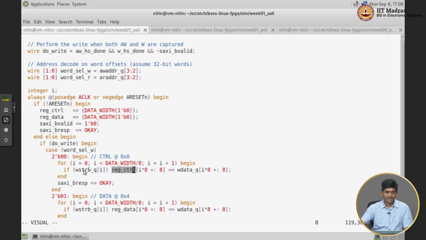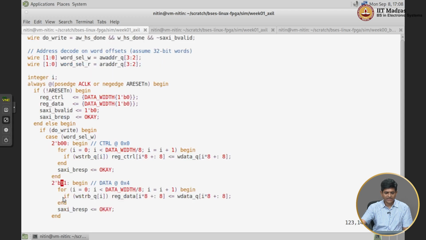But look at the way that I am doing this. I actually have a for loop where I check the W strobe signal, and only if the W strobe signal corresponding to that byte is equal to 1, I will actually write into the control register. Otherwise, I will just leave that particular byte alone and not change it. This is quite an interesting use of the W strobe signal. I can have a 32-bit register but modify just 8 bits of it when I need to. And once I have done that, I say the B response is OK because I was able to successfully write something.